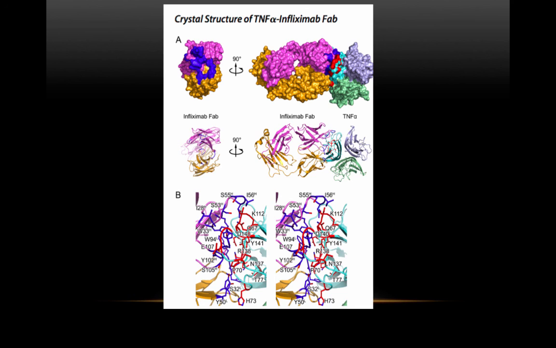So because of its high affinity to the TNF alpha, infliximab can reduce inflammation. Therefore, infliximab can be used to help treat Crohn's disease and ulcerative colitis.